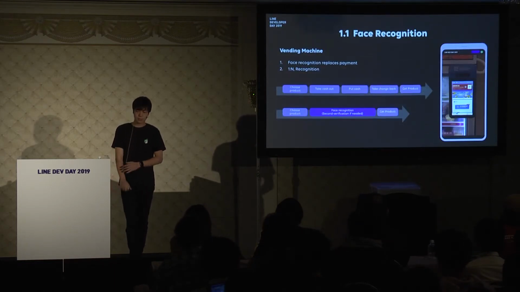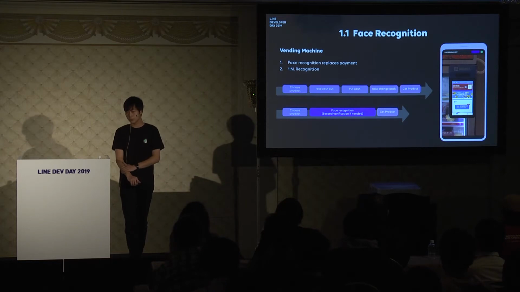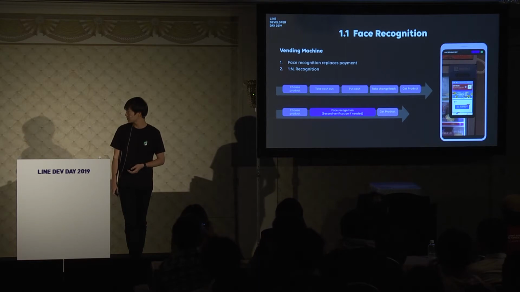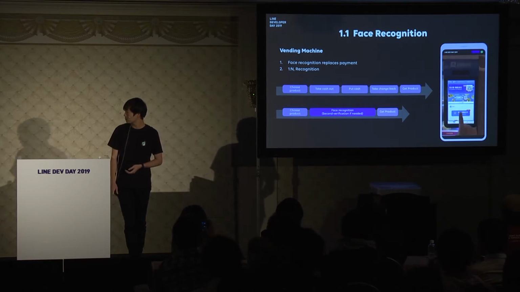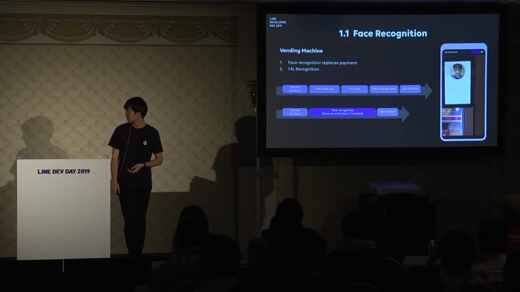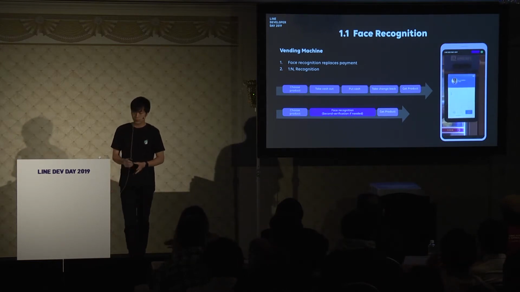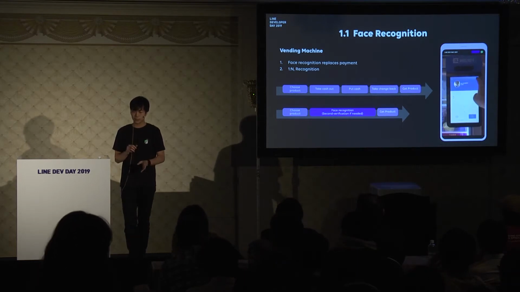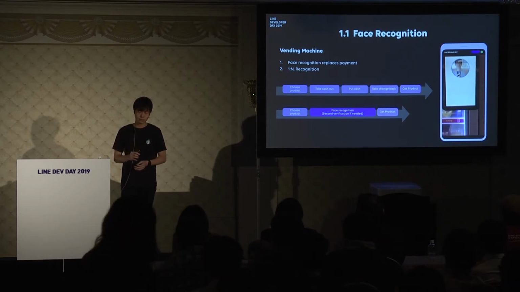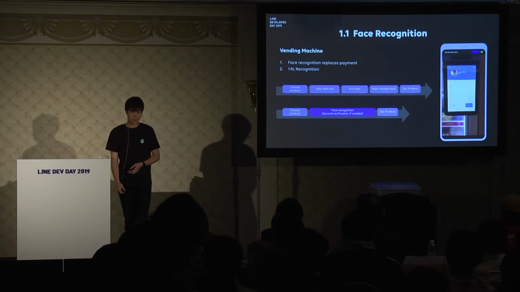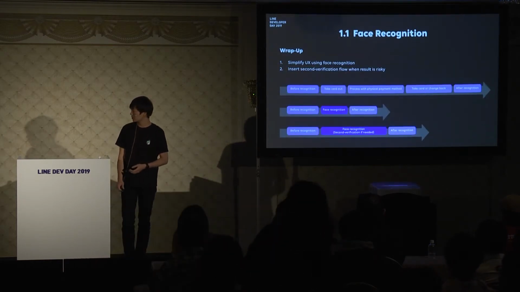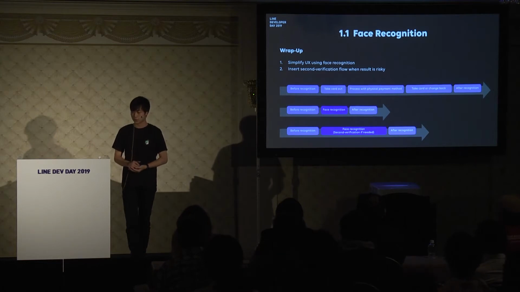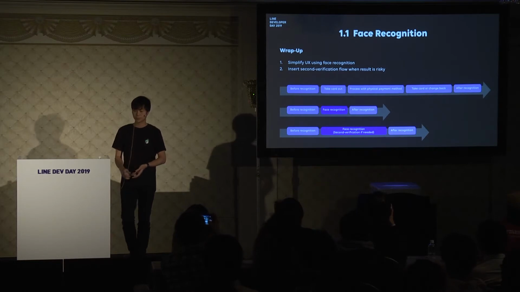And in vending machines, face recognition replaces the payment. Normally we take a card or cash to pay, but with face recognition, we choose the product, our face is recognized, and then we get the product. In this flow, the difference from the elevator is that we sometimes use a second verification if needed, because it replaces the payment. So wrapping up all of those flows, we simplify UX using face recognition, and sometimes we insert a second verification flow when the result is risky.